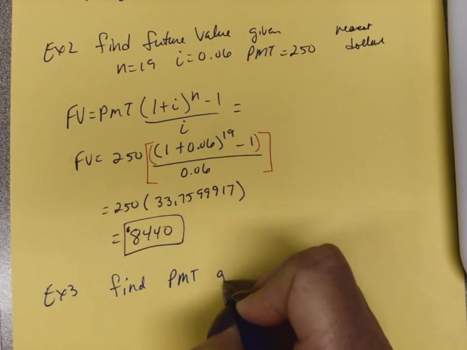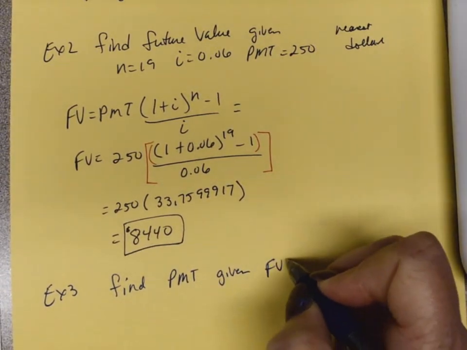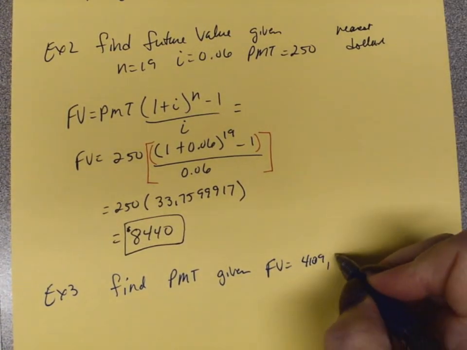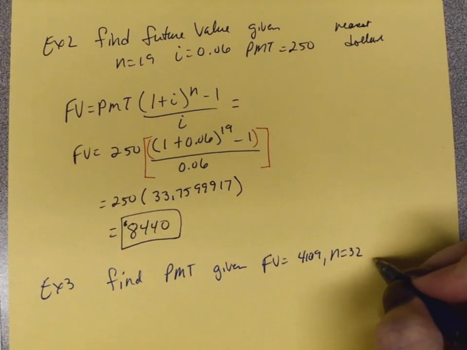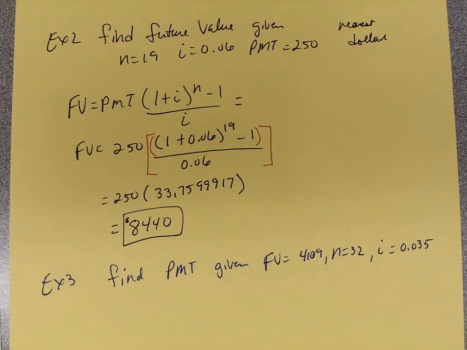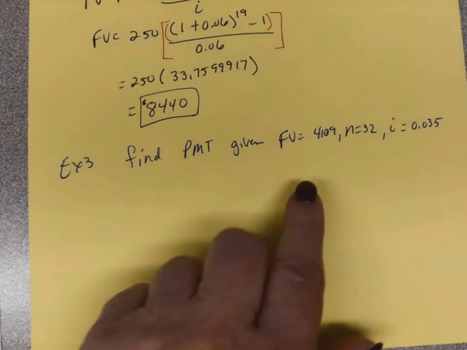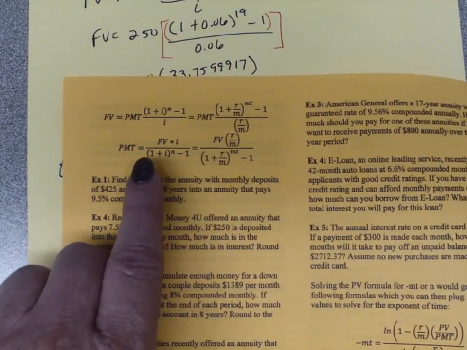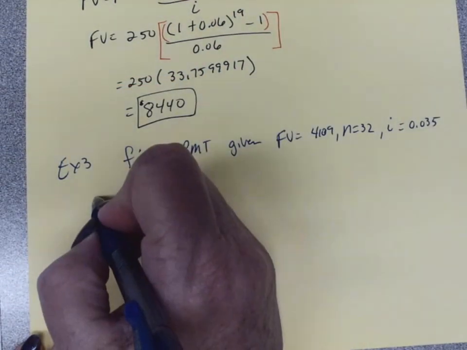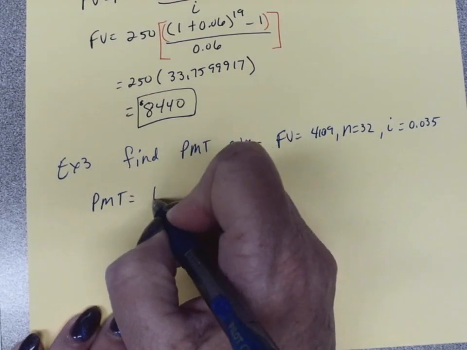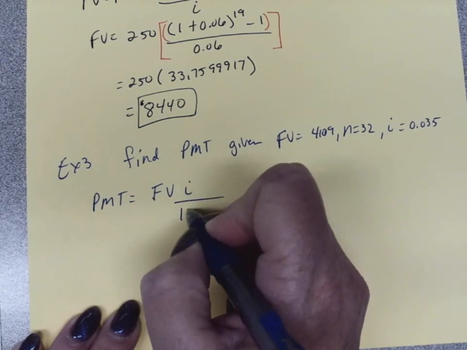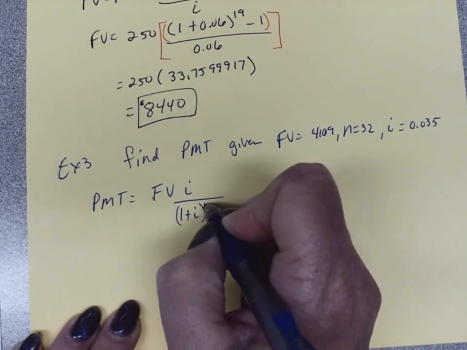So find PMT given that the future value equals 4109, N equals 32, and I equals 0.035. So again, we're going to pick our formula. We're given I and N, so we're going to use our payment equals this one here. So our payment equals the future value, I, divided by 1 plus I to the N minus 1.